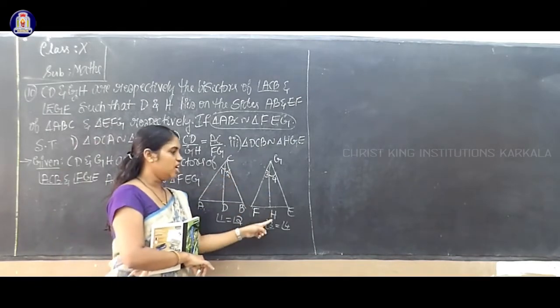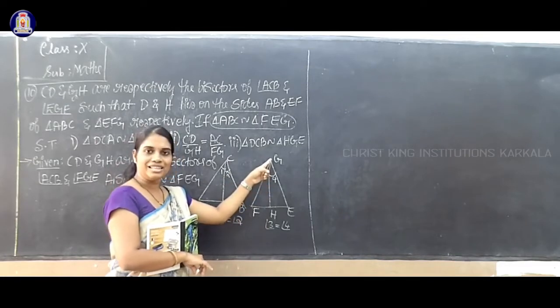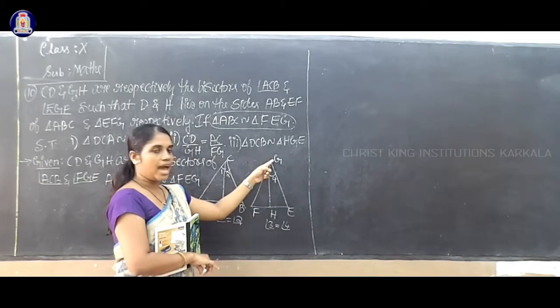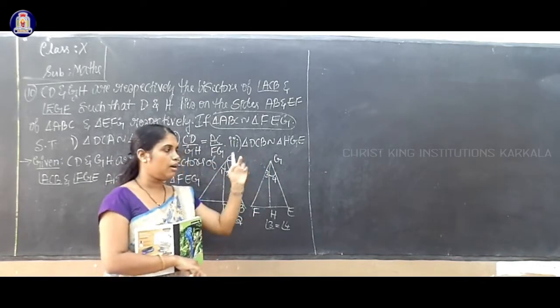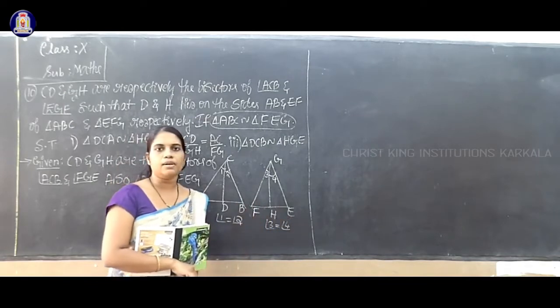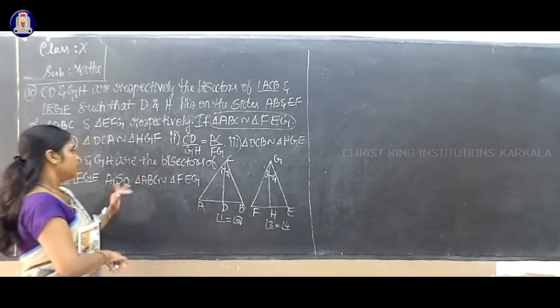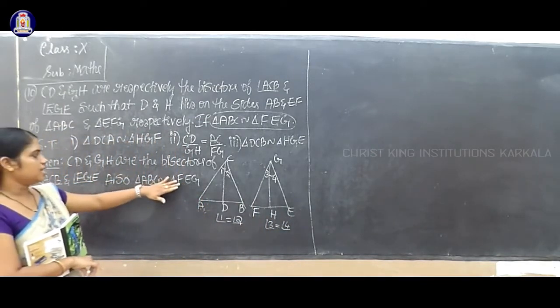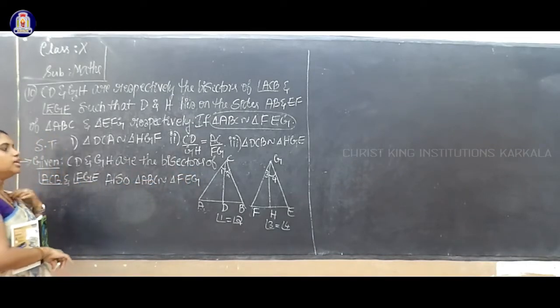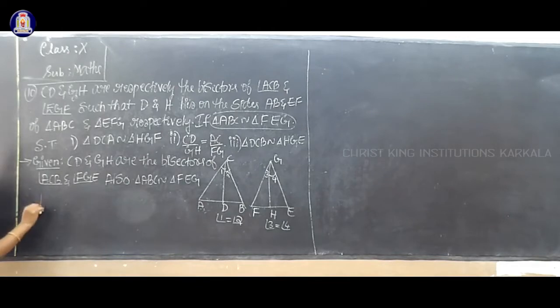Once again, GH is a bisector of angle G, that means GH will divide angle G into two equal parts, that is angle 3 and angle 4. Angle 3 will be equal to angle 4. Also given here, triangle ABC is similar to triangle FEG.